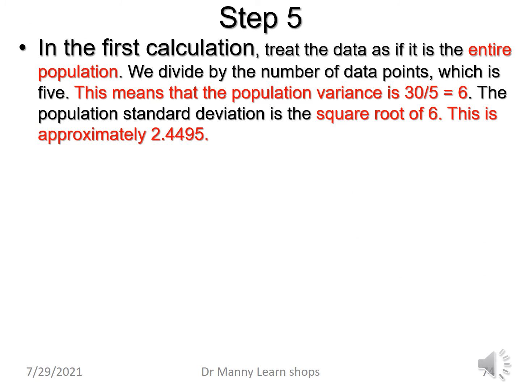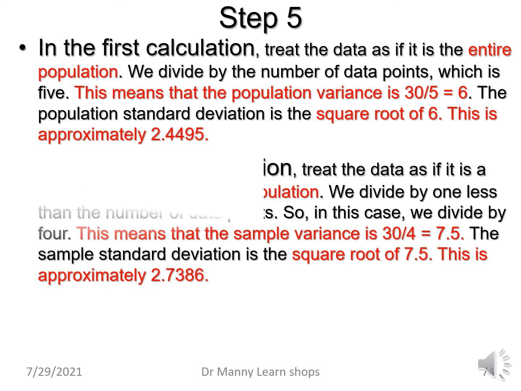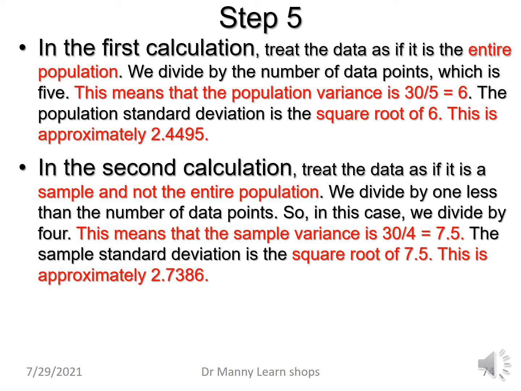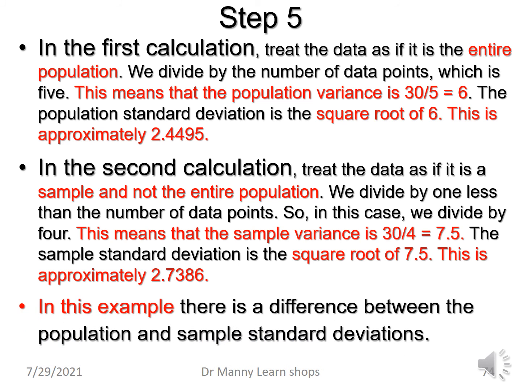Now in step 5, in the first calculation, we treat the data as if it were the entire population. We divide by the number of data points, which is 5. This means the population variance is 30 divided by 5, which is 6. The population standard deviation is the square root of 6. This is approximately 2.4495. In the second calculation, we treat the data as if it's a sample and not the entire population. We divide by 1 less than the number of data points. So in this case, we divide by 4. This means that the sample variance is 30 divided by 4, which is equal to 7.5. The sample standard deviation is the square root of 7.5. This is approximately 2.7386. So in this example, there's a difference between the population and the sample standard deviations.